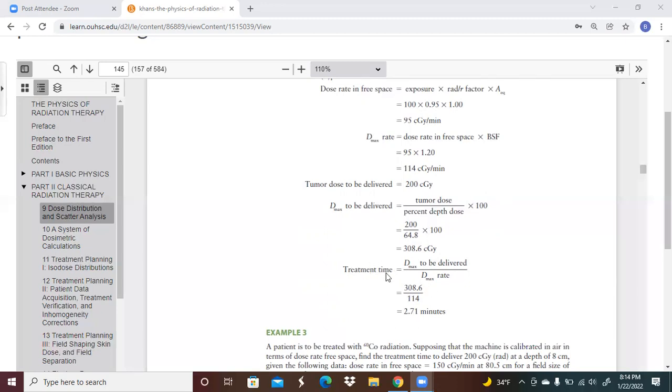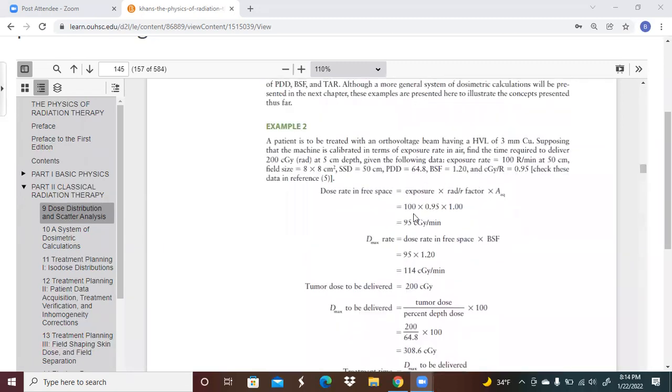The treatment time is going to end up being the D max dose to be delivered divided by the rate at, of course, D max. So we have 308.6 centigray. It is delivering 114 centigray per minute. We do that, and it comes out to be 2.71 minutes.